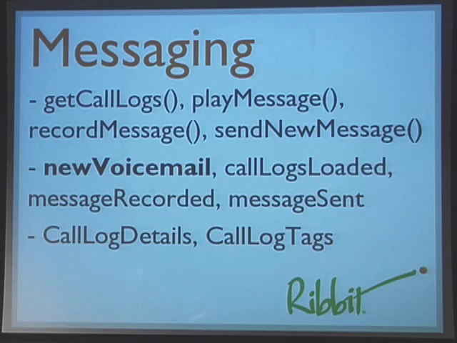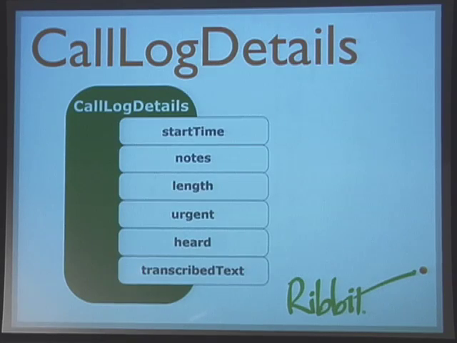So basically, those are objects. I did a little graphical rendering of the call log details because I thought it was cool. This is what I was talking about earlier. This is the object that we send when you're loading all messages and call logs. And you can see some of the properties here off of that object. The start time, which is when the message was recorded, so you know when that was left for you.